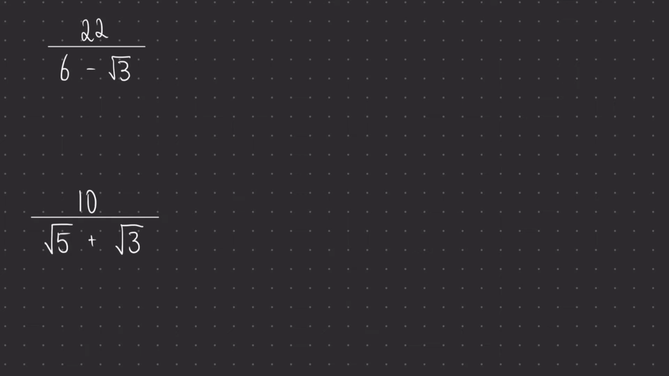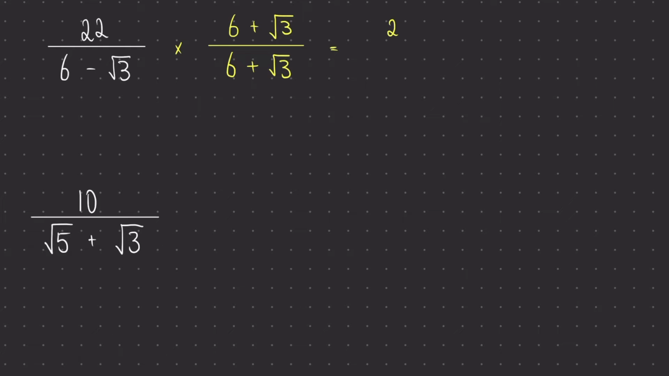Let's take a look at these two examples together. For the first question, we see that the denominator is 6 minus root 3. We know that in order to rationalize that denominator, we need to flip the sign in the center. Therefore, the denominator of my fraction equivalent to 1 has to be 6 plus the square root of 3. The numerator has to be the same in order to keep that fraction equal to 1.